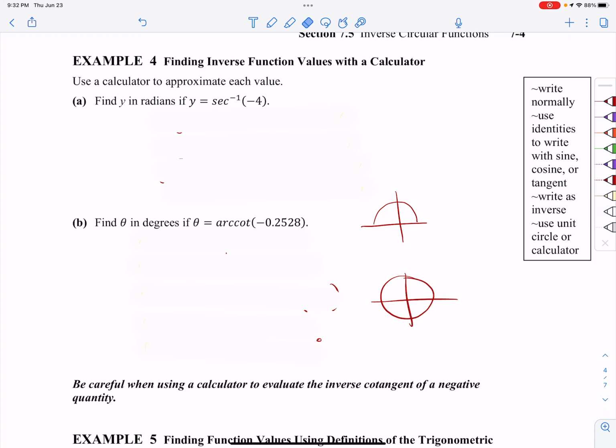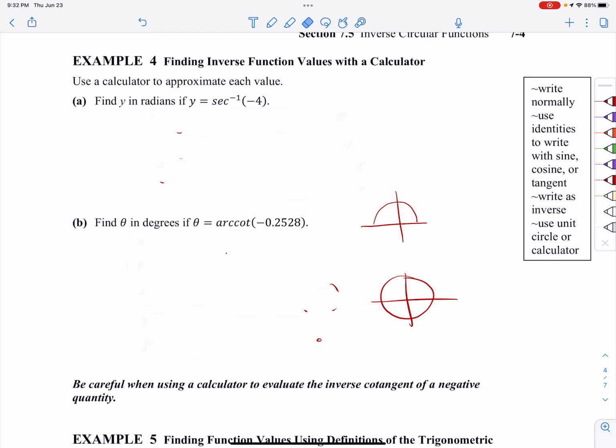Sometimes we're going to need to use some identities to write with sine, cosine, tangent. And the reason for that is that our calculator will do sine inverse, cosine inverse, tangent inverse. It has those buttons, but it does not have the secant inverse, the cosecant inverse, or the cotangent inverse buttons. So sometimes we have to use our quotient or our reciprocal identities to rewrite, write it as an inverse, and then we will be using either the unit circle, or in this case, for these two examples, we'll be using the calculator.